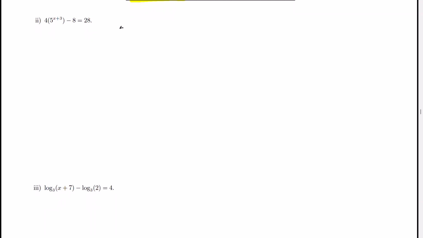So the second problem has 4 times 5 to the power of x plus 3 in the exponent. So this is the exponential part, minus 8 equal to 28. So this is an exponential function again, because the x that we want is in the power, so great. How do you solve it? Well, isolate that term. Get rid of everything else, keep this term all by itself on one side of the equation. Once you've done that, put ln on the left, put ln on the right, and keep going.